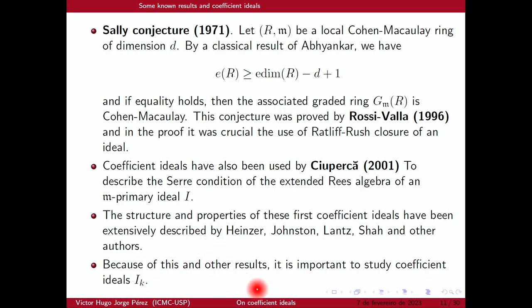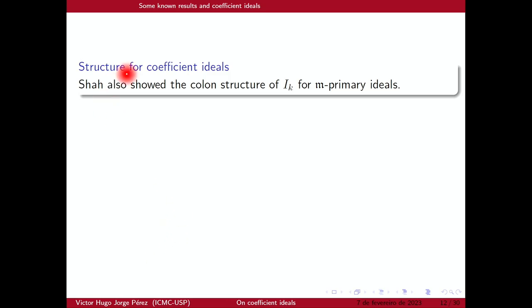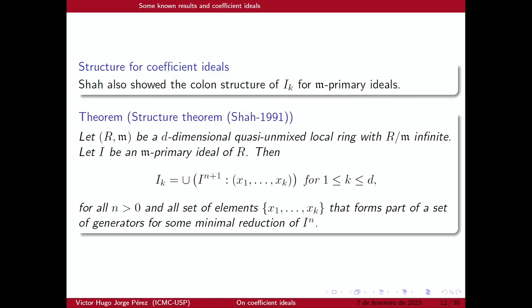The structure and properties of the first coefficient ideal have been extensively described by Heinzer, Johnston, Lantz, Shah, and other authors, because this result is important in studying the structure of this coefficient ideal. So my purpose in this work is about the structure of this coefficient ideal. Shah also showed the colon structure for m-primary ideals. In the next result, they take a local ring of dimension d, quasi-unmixed, with infinite residue field.